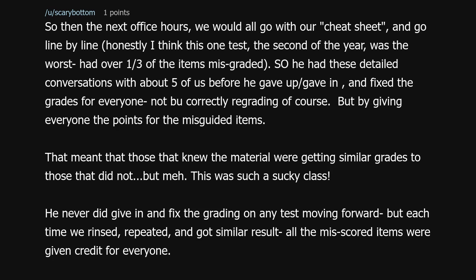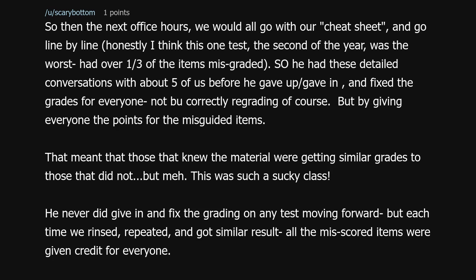Honestly, I think this one test, the second of the year, was the worst, had over 1/3 of the items misgraded. So he had these detailed conversations with about 5 of us before he gave in, and fixed the grades for everyone, not by correctly regrading of course, but by giving everyone the points for the misgraded items. That meant that those that knew the material were getting similar grades to those that did not. But this was such a sucky class.